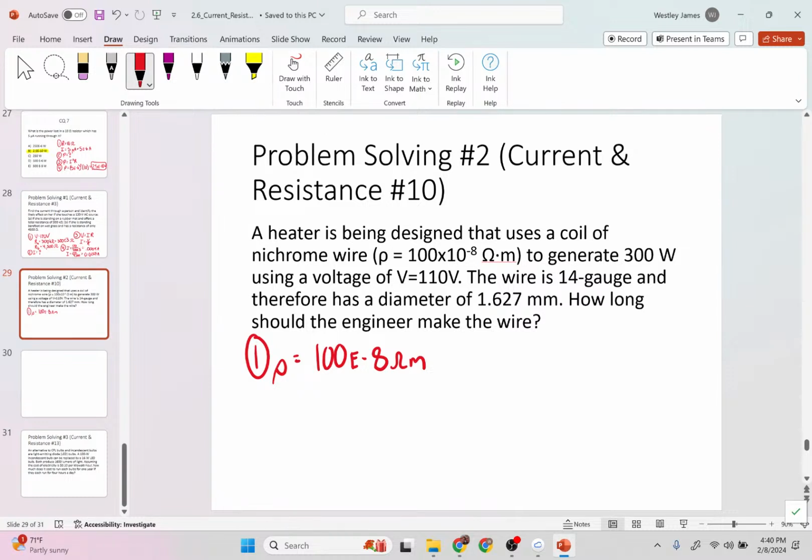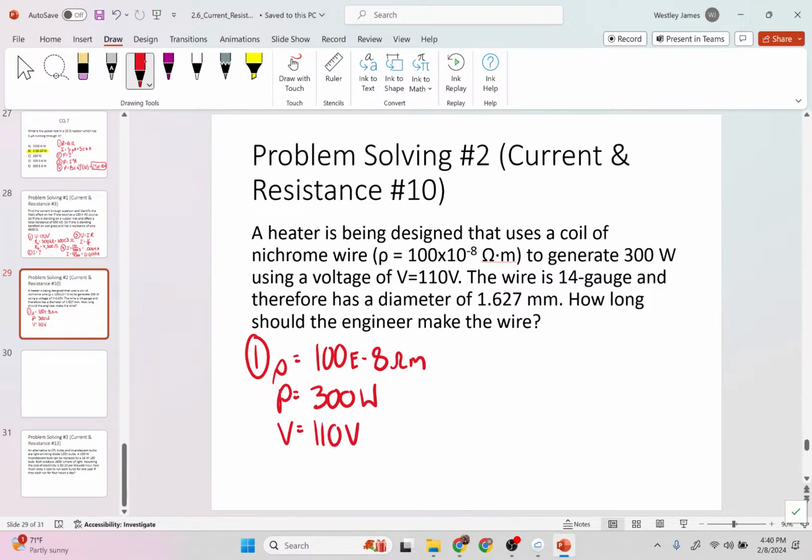All right, so we have resistivity. The next one is 300 watts, so that one's going to be power. P for power. The next one's a freebie. It literally says V equals 110 volts. So that should be free.